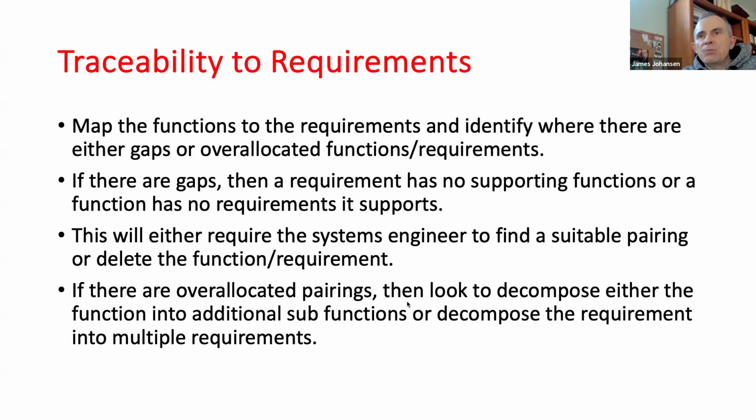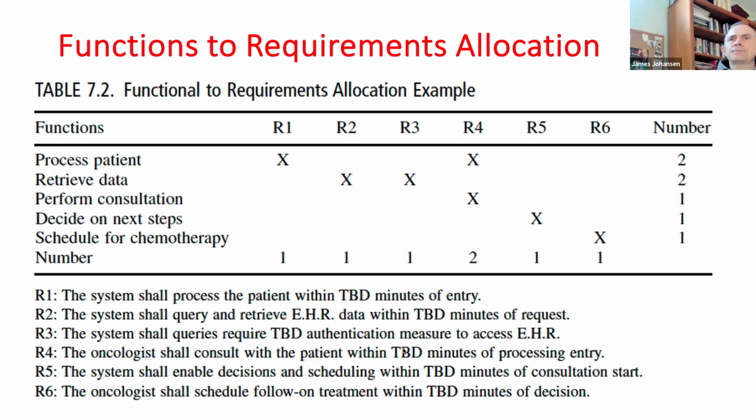So this will either require the system engineer to find a suitable pairing or delete the function or requirement. If there are overlapping pairings, then look to decompose either the function into additional subfunctions or decompose the requirement into multiple requirements. And so you want to have that very simple set of requirements mapping to functions or subfunctions; that is the best way to do that. So this is just an example of mapping the functions to requirements allocation. And so this is for a different type of system.